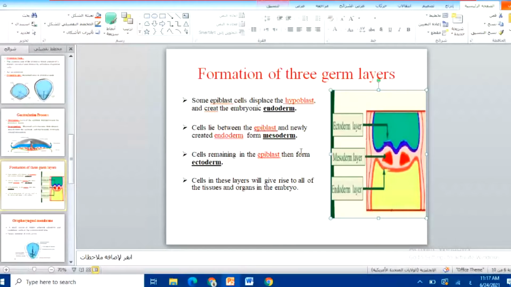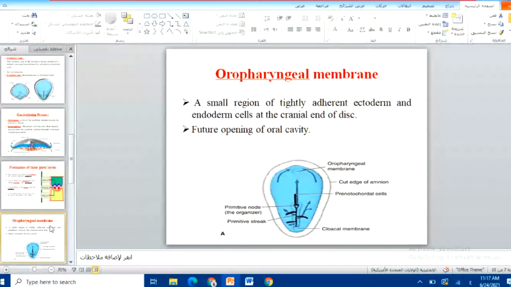Then, we come to other events that happen in the third week of embryonic development, one of which is oropharyngeal membrane formation. The oropharyngeal membrane just appears like a small region that consists of tightly adherent ectoderm and endoderm, in the cranial end of the embryonic disc, and this will be in the future the oral cavity.